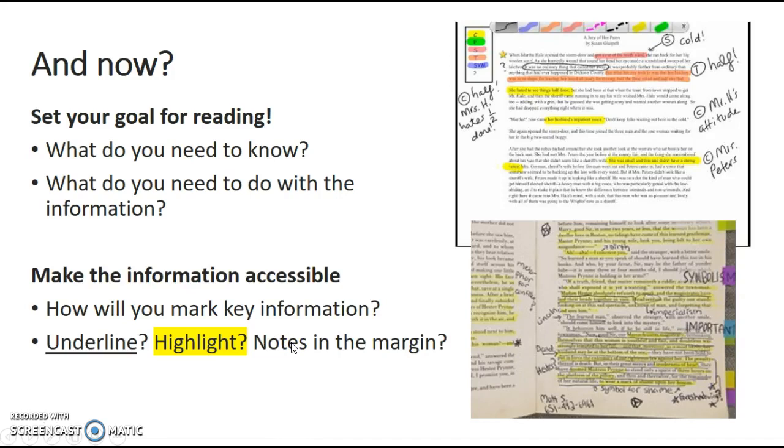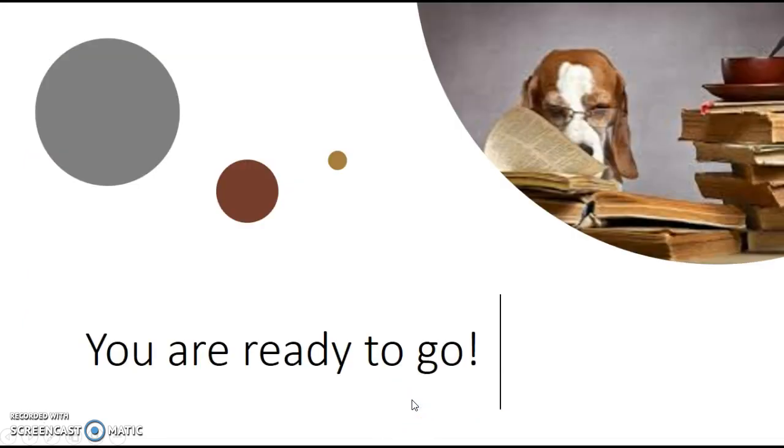And then you have to decide, how will I make that information accessible in the future? When I go back and need to look at the article again, to write my paper, to make my presentation. And here I have to make decisions. Do I want to underline text? Do I want to highlight? Do I want to make notes in the margin? And that's a personal decision. So, yep, now you're ready to go to preview and pre-read before reading your article.